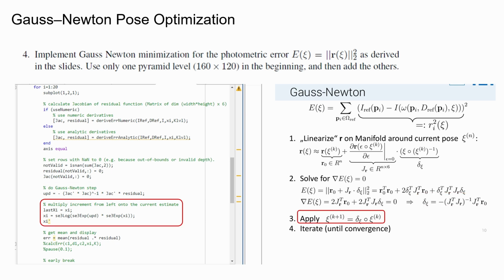The update is applied on SE(3) using a left multiplicative formulation to ensure a geometrically valid pose update. We repeat this process iteratively until the error converges.